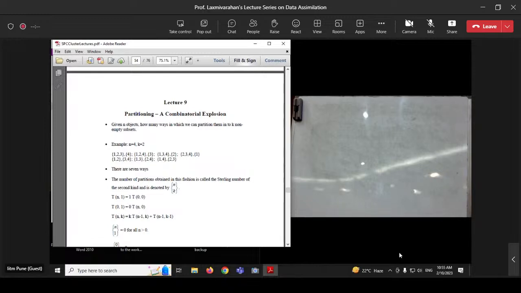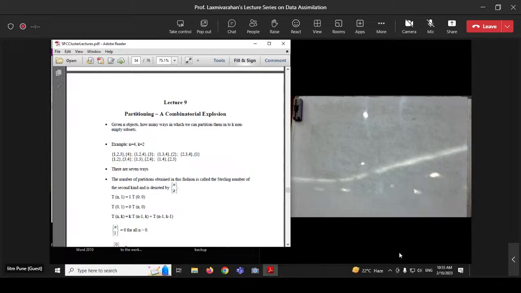Now, this number of dividing n objects into k subsets is an integer. In mathematics, they call this integer a Stirling number. Stirling. I don't know how many of you have heard of Stirling. Have you heard of Stirling's approximation to factorial n? The same story. Come on, guys.